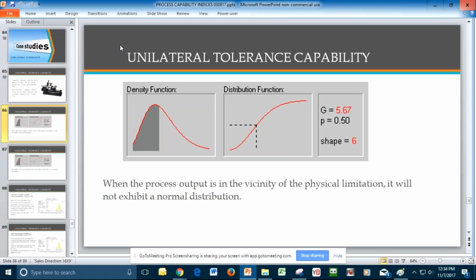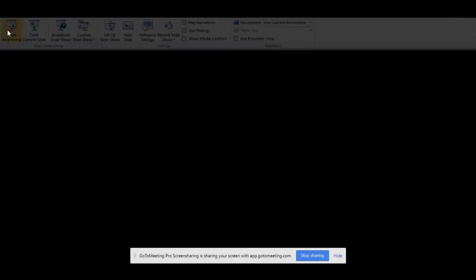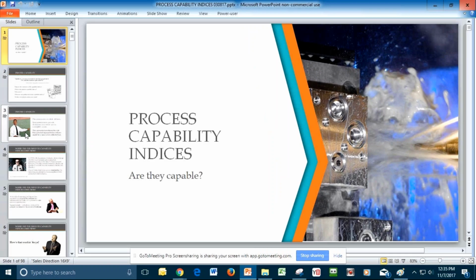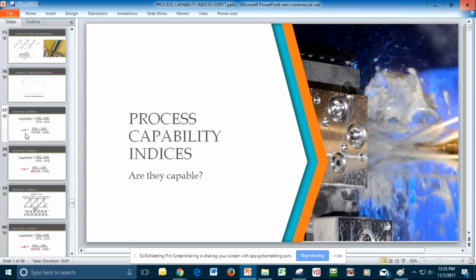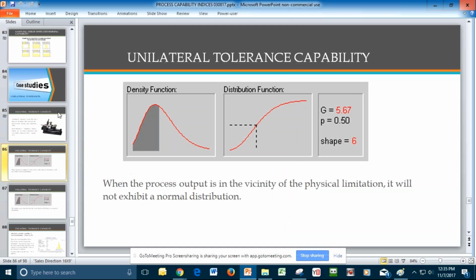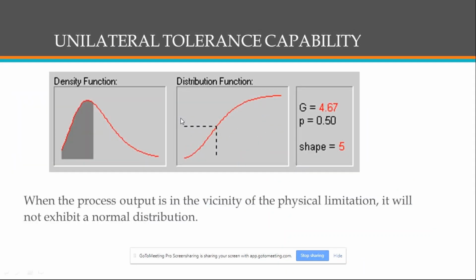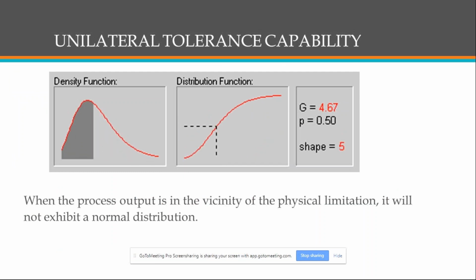And again, if they didn't get a chance to see this one, I wanted them to at least see how unilateral tolerances behave. That would be from current slide. As you can see, as it gets closer and closer to 0, which would be on the left, it gets less and less normal. And that's why you can't use the normal distribution as a model.